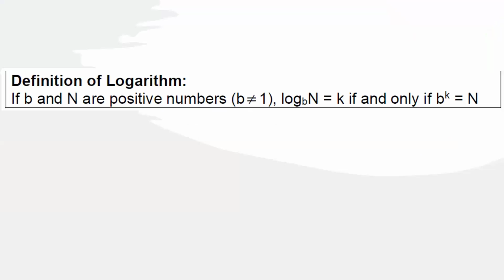So at the top of your paper, you should have this written: definition of a logarithm. Do y'all have it on your paper? It says if b and n are positive numbers, b cannot equal 1. So we can't have a log base of 1.